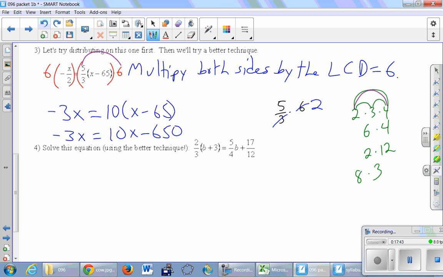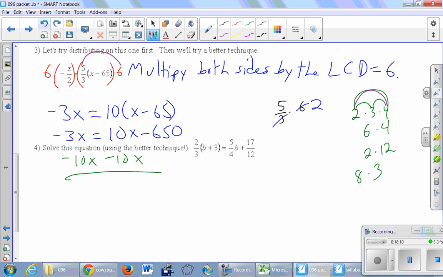Yeah, good question. Okay, there's no wrong answer to whether we want to move the x's to the left or to the right, but there is an easier answer. Is it easier to solve this problem by moving x's left or right? Let's move them to the left, because if you move them to the right, then you still have the 650 to contend with. So let's subtract the 10x from both sides. And so that's negative 13x equals negative 650.